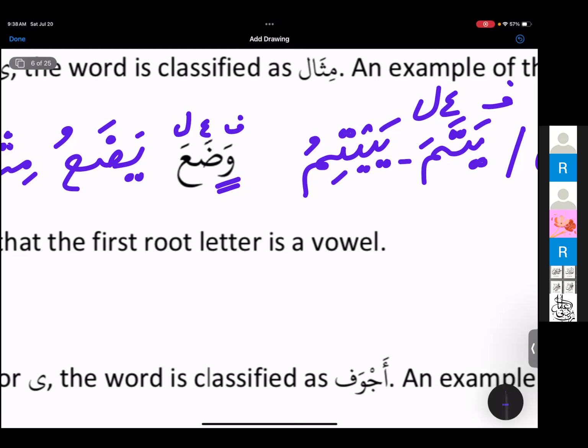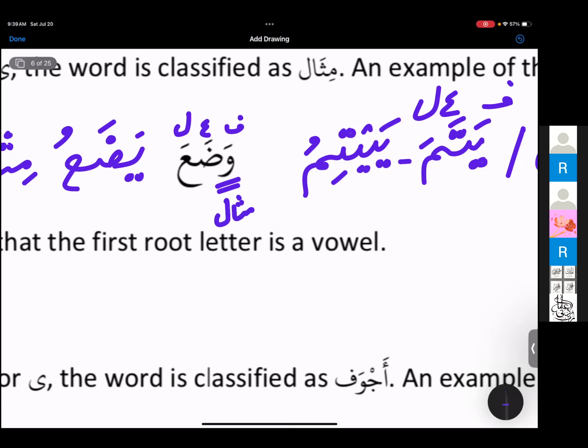Mu'tal, and the first root letter is weak. When I say weak letters, we are looking at two letters, either waw or ya. Whenever we refer to a weak letter in the word, it means there is either waw or ya. Now when we have wada'a, this is a weak letter and we are calling it misal.